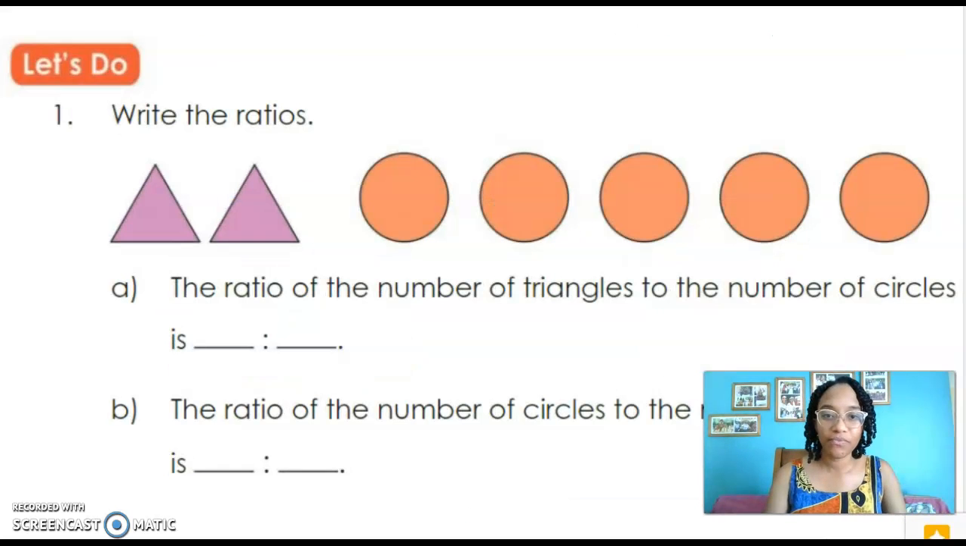Now you're going to write the ratio of the number of triangles to the number of circles. There are 2 triangles and 5 circles. Now you're going to write the ratio of the number of circles to the number of triangles. Really pay attention to the order of the words. The order of the numbers should match the order of the words.